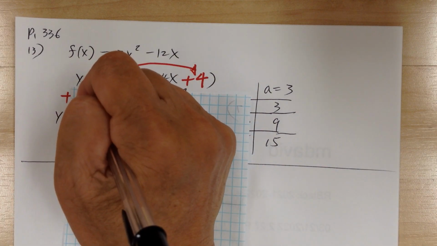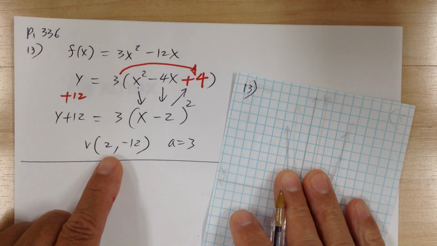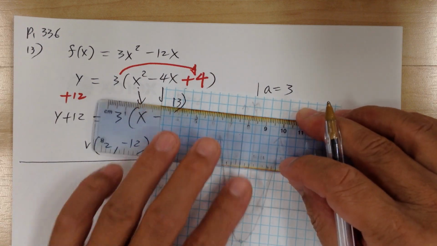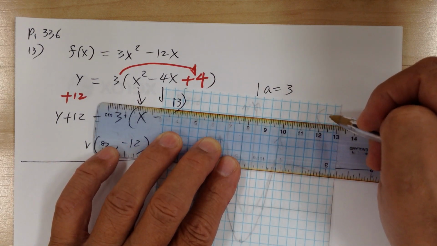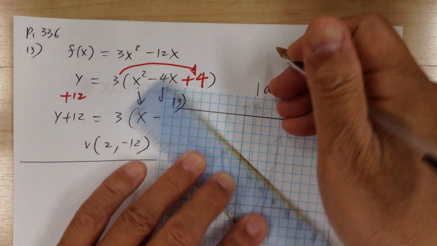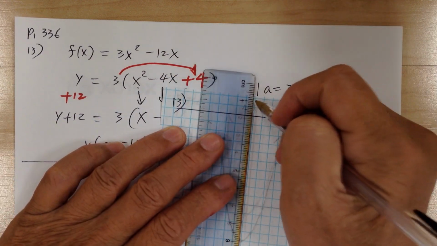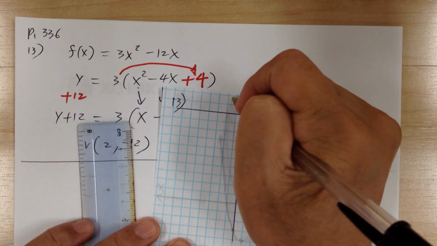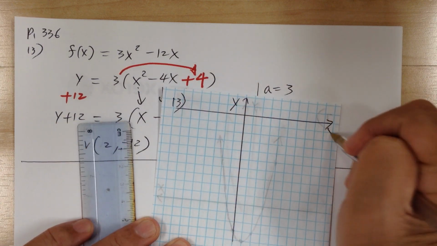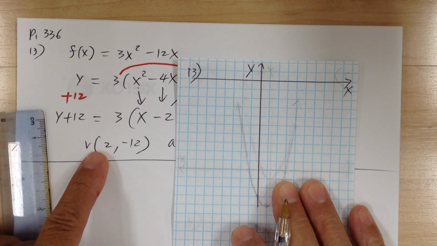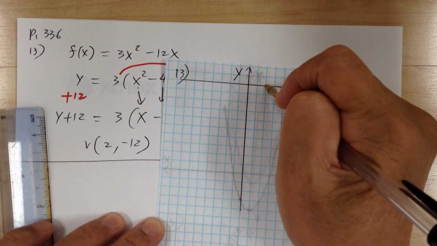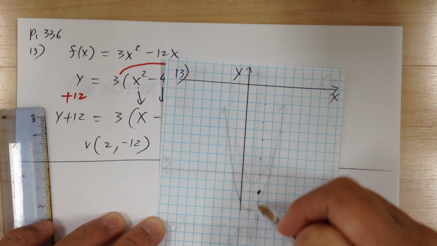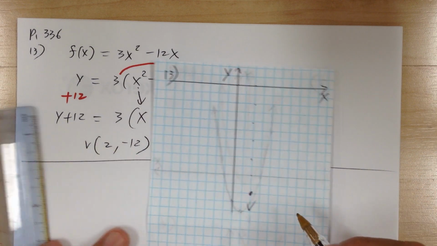Number 13. You kind of have to pay attention to this. You have to get your axis way up here. So that's your y and that's your x. The vertex is 2, negative 12, so 2, negative 12 right over here. That's the vertex.